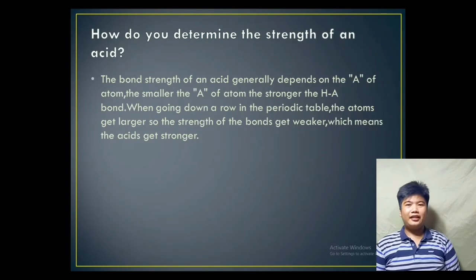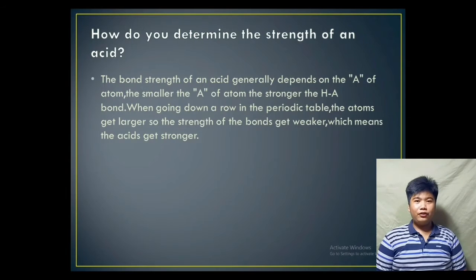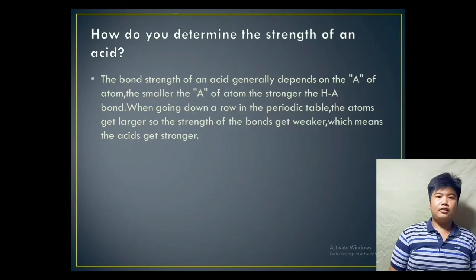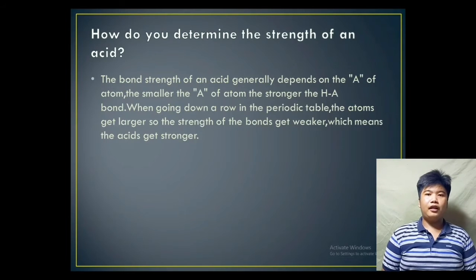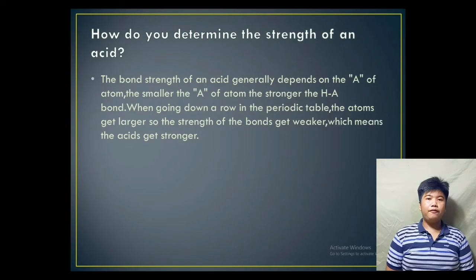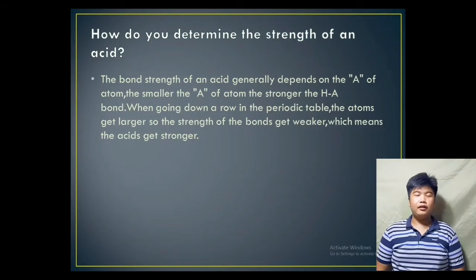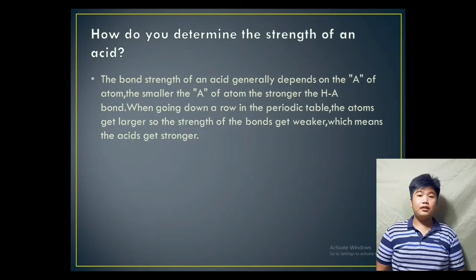Strength of acids and bases. How do you determine the strength of an acid? The bond strength of an acid generally depends on the A atom. The smaller the A atom, the stronger the H-A bond. When going down a row in the periodic table, the atoms get larger, so the bonds get weaker, which means the acid gets stronger.